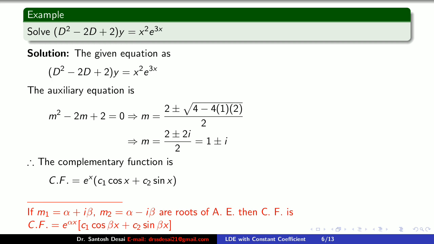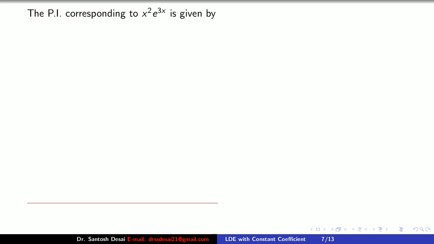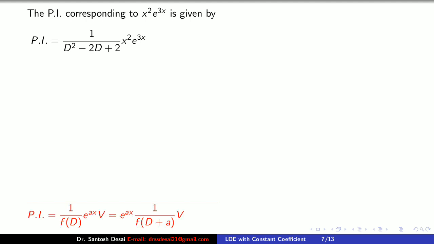Now after this, let us consider the PI corresponding to x² e^3x. So PI is equal to 1 upon (D² − 2D + 2) into x² e^3x. Again, here is the product of two functions and one of them is exponential, so we apply the corresponding method. We first write e^3x to the left of 1 upon (D² − 2D + 2), and at the same time we replace D by D + 3 at the denominator everywhere.